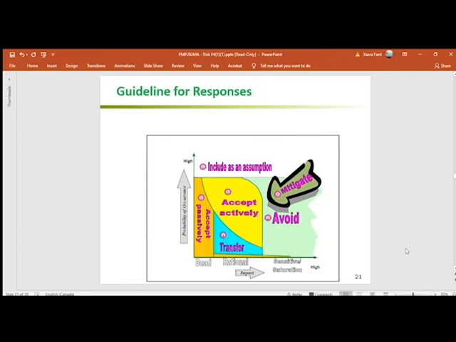If the impact starts to grow, we would be looking into two strategies, mitigation and obviously avoiding. If the impact is going to be really high, we would be really looking into avoiding that particular risk.